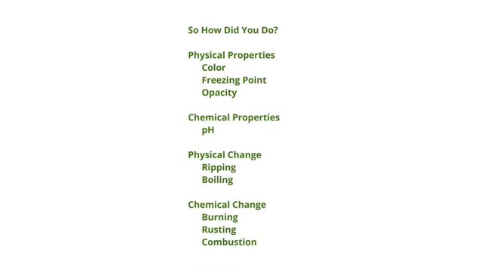So how did you do? The physical properties were color, freezing point, and opacity. There was only one chemical property, which was pH. The physical changes were ripping and boiling, and the chemical changes were burning, rusting, and combustion.